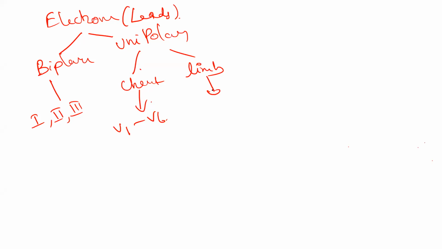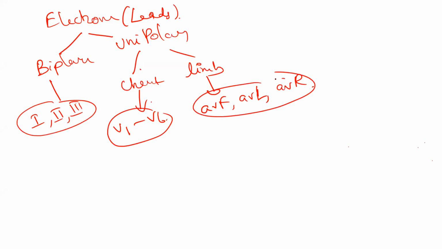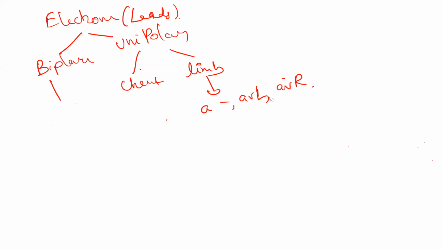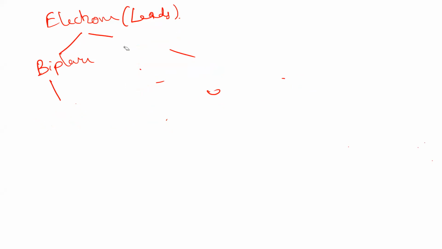And the unipolar limb leads are aVF, aVL, and aVR. So totally 6 here, plus 3 is 9, plus 3 is 12 leads. So the broad classification is bipolar and unipolar leads. Of the unipolar, there are unipolar chest leads and unipolar limb leads. Now you have to make sure at what angles, or in which direction, these leads or electrodes are facing the heart. That knowledge is important to interpret the axis in the ECG.